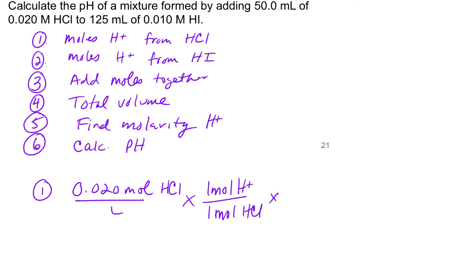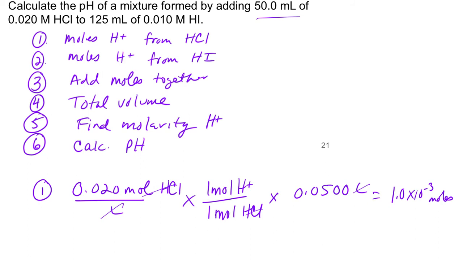So for our 1 mole of H plus, we end up with moles of H plus, and we have 50 milliliters of that. So we still have liters in the denominator for my moles per liter. I'm going to multiply by the volume to get moles of H plus. And so that's by 0.05 liters. So I converted my 50 milliliters to liters. So now liters are going to cancel. Moles of HCl cancel. I'm left with moles of H plus. And I get 1 times 10 to the minus 3.